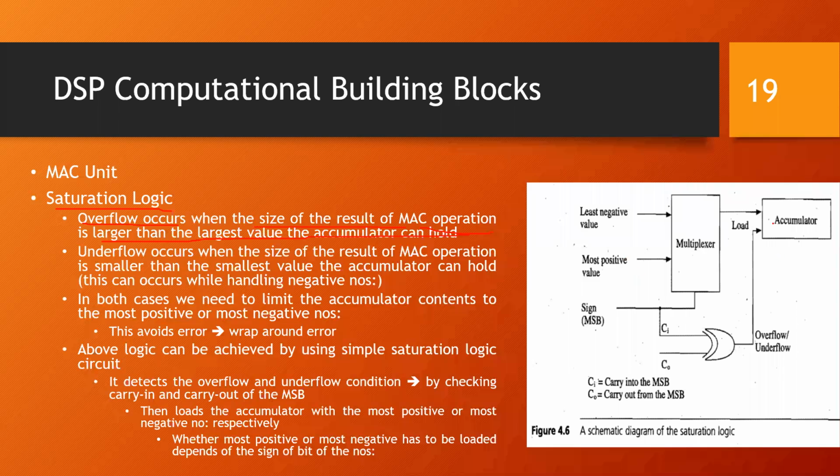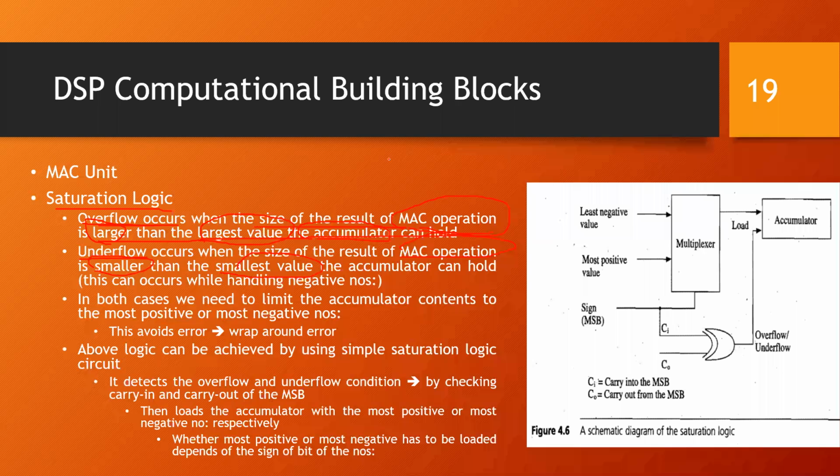Now if the accumulator is storing the result of the MAC operation, and that is larger than the largest value the accumulator can hold, this gives rise to an overflow condition. And the underflow condition occurs when the MAC operation results in a number which is smaller than the smallest value that the accumulator can hold. So this is what is happening in this case.